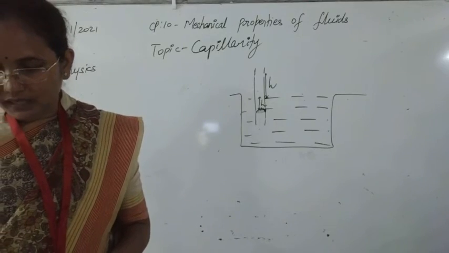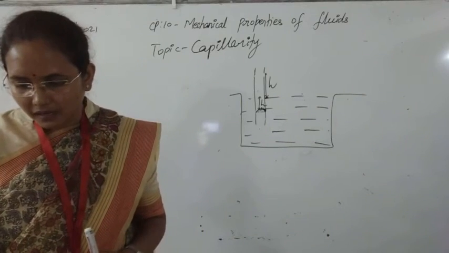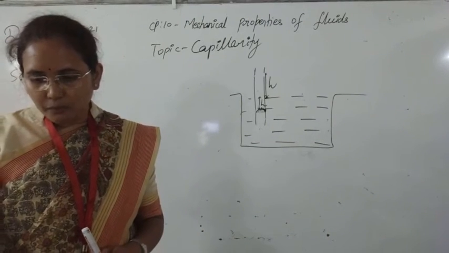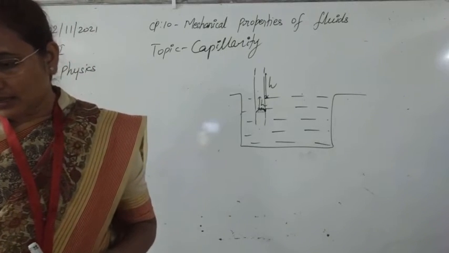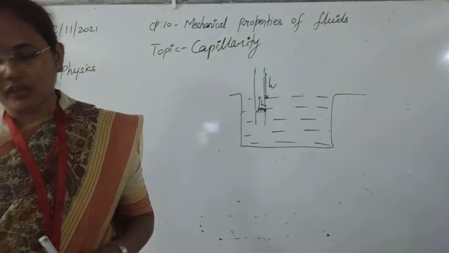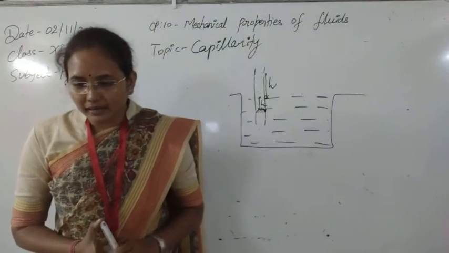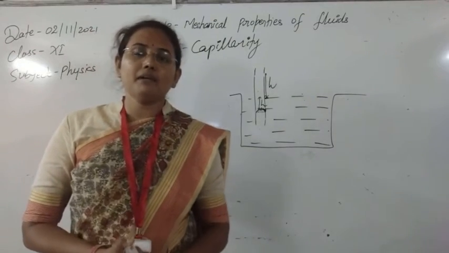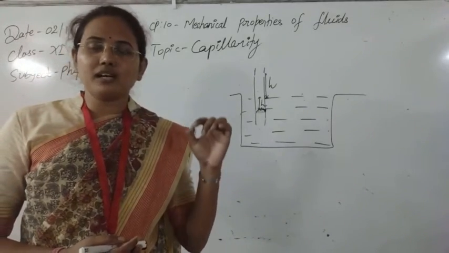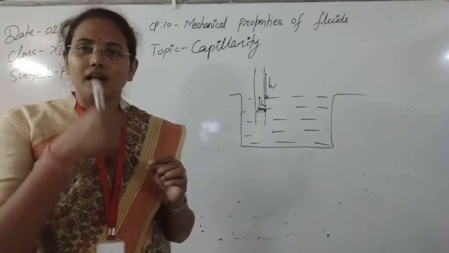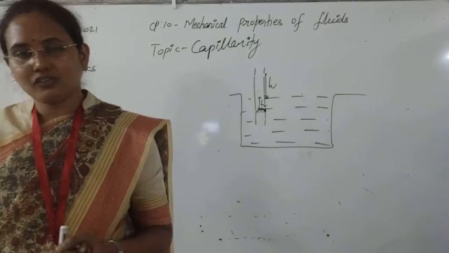Now, common examples of capillarity. A number of examples are here. The first example: the fine pores of blotting paper act like capillary tubes, and ink rises in them, leaving the paper dry. You have seen blotting paper; a lot of fine pores are there, and through them the ink rises up, and due to the rising of the ink, the paper is left dry.